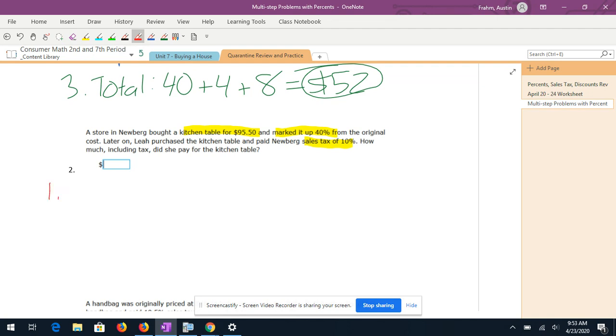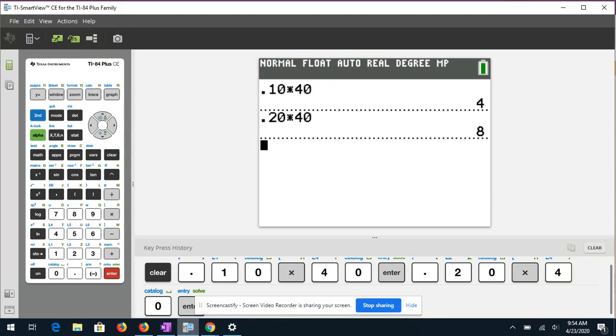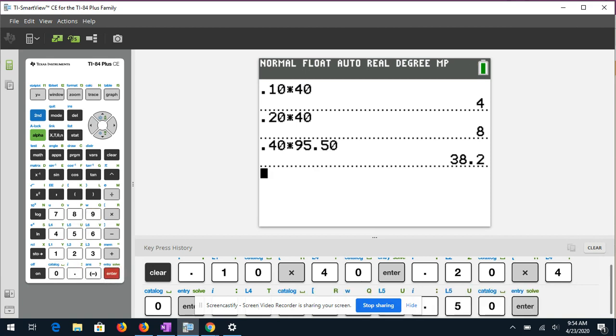Step number one is to figure out the markup, how much it is after the markup. So the markup is 40%. Should change that percentage into a decimal first. 40 divided by 100 we know is 0.40. We would multiply that by the original price of the kitchen table. So 0.40 times $95.50. Definitely want to do this one in your calculator. And we get $38.20.